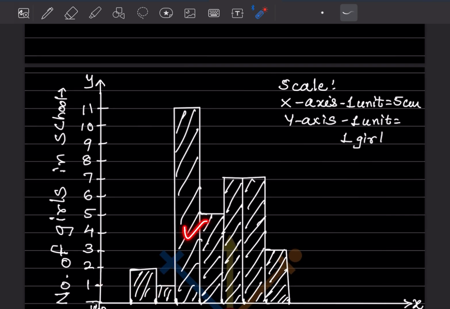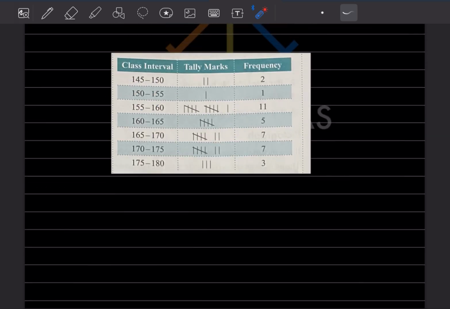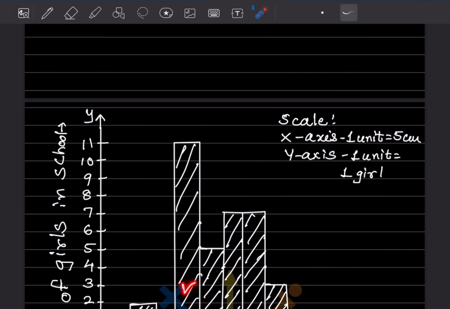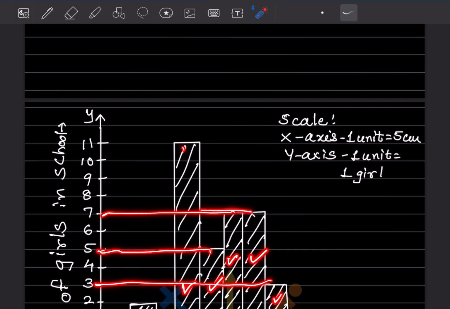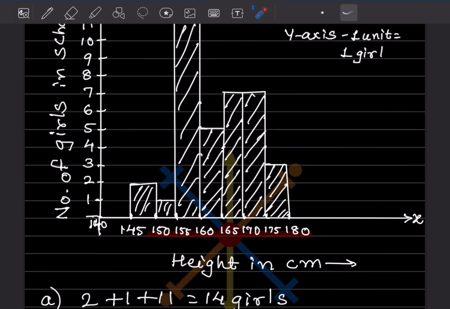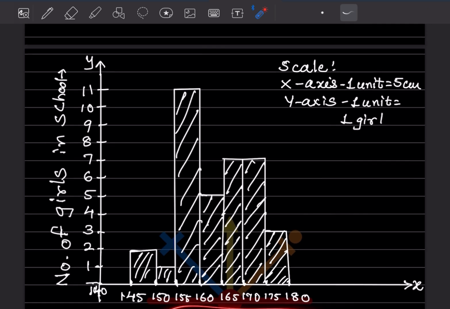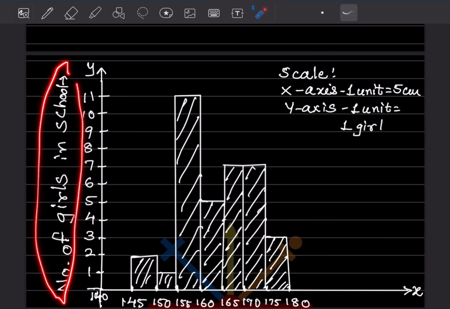You can just check for this one. So these are 1, 11, 5, 7, 7 and 3. So 11, this will be 5, 7, 7 and this is 3. So you will go this way and you will check it. And this is 11. You have to write this: this is height in centimeter, and it is important to write this part. And on the y-axis you write number of girls in school.